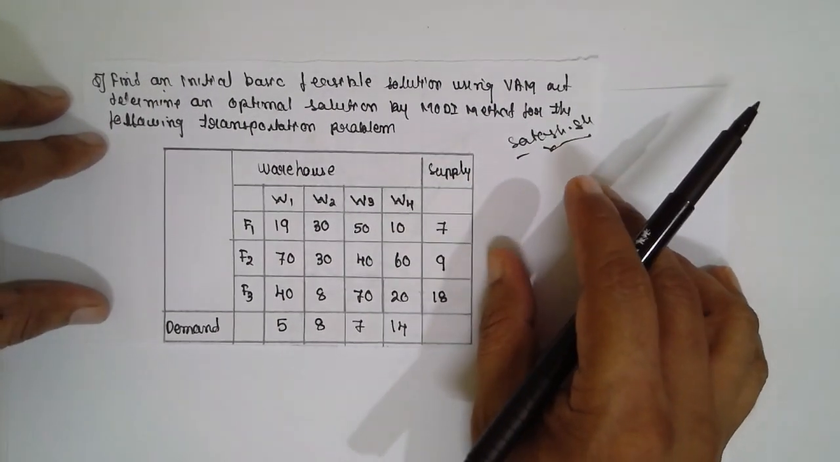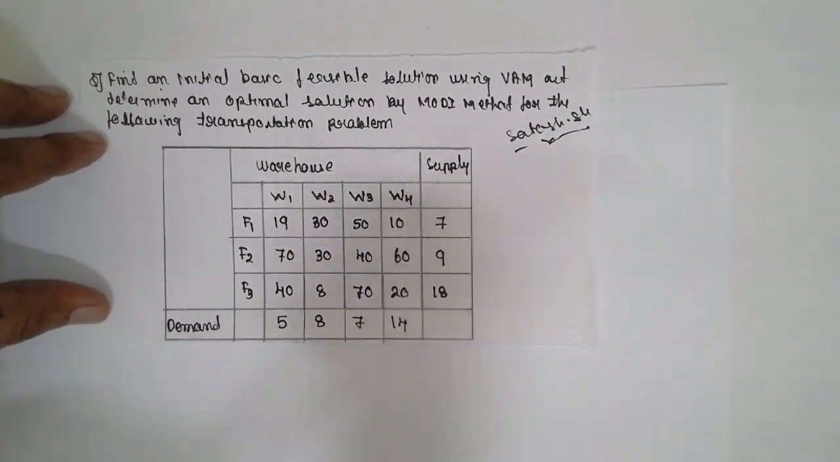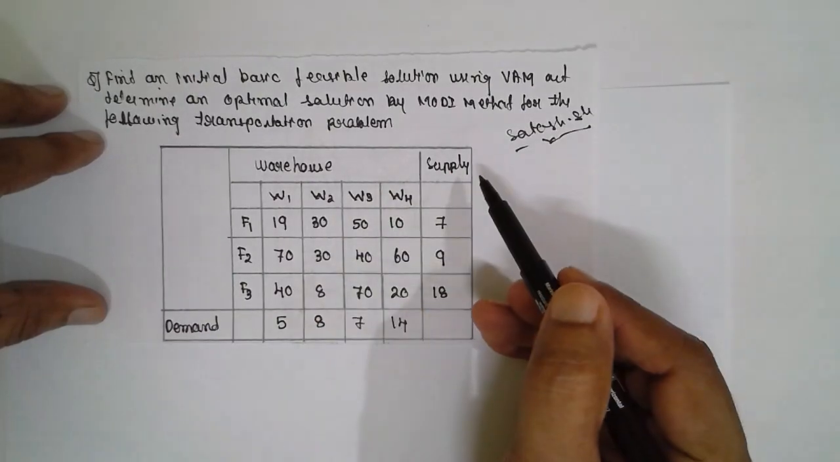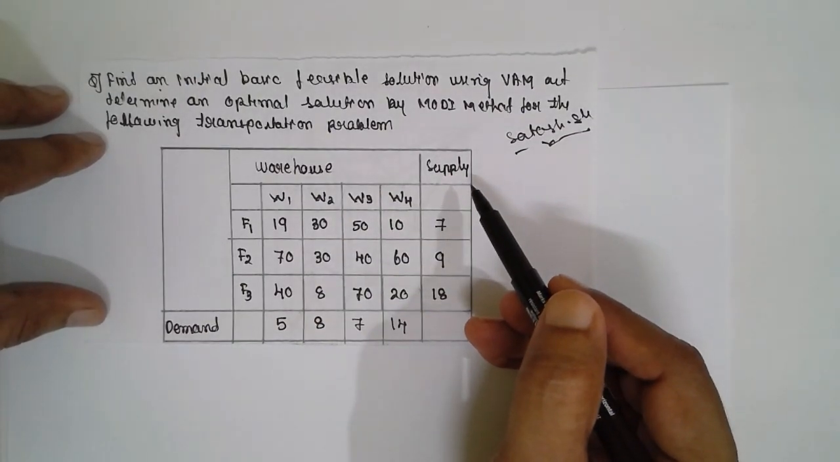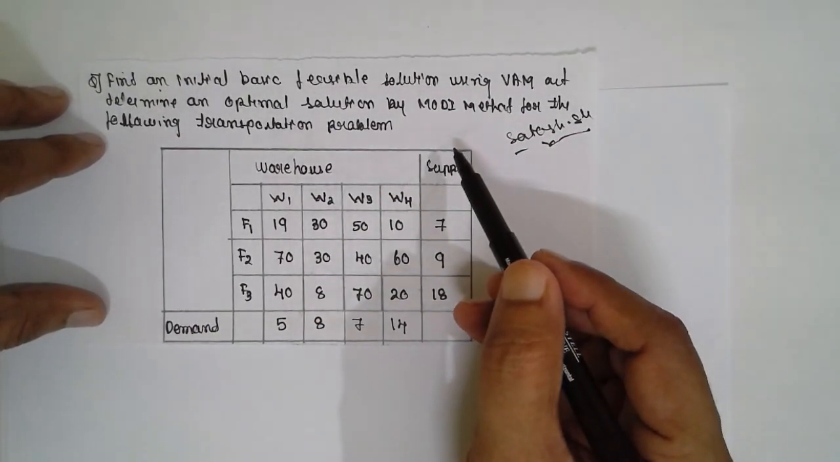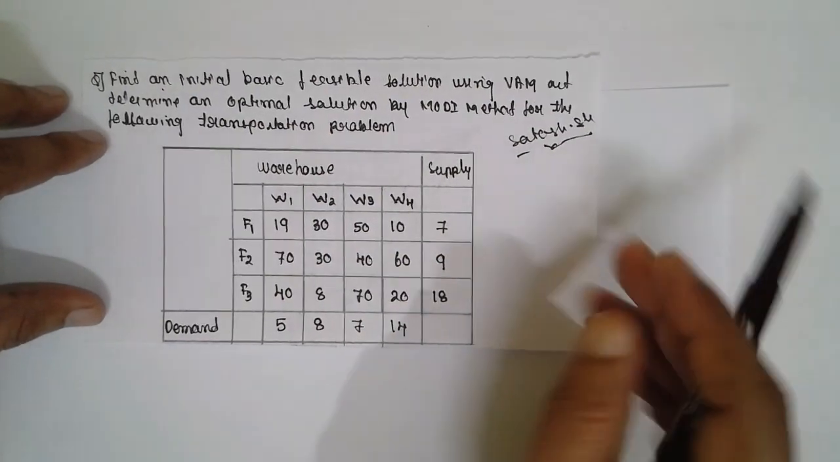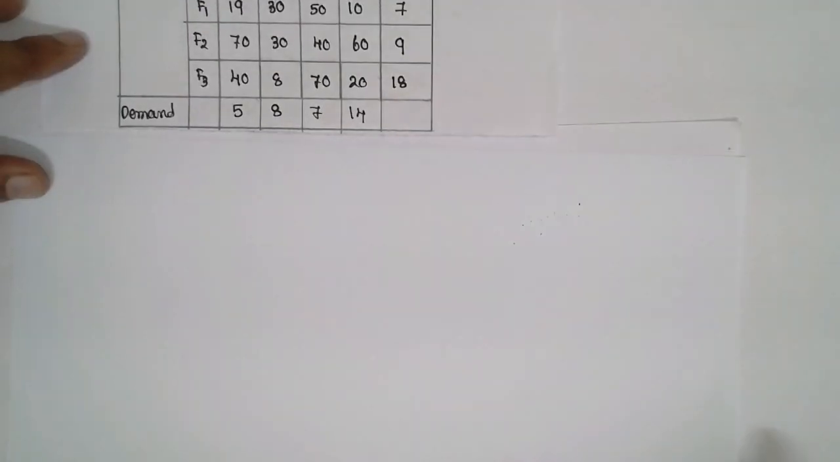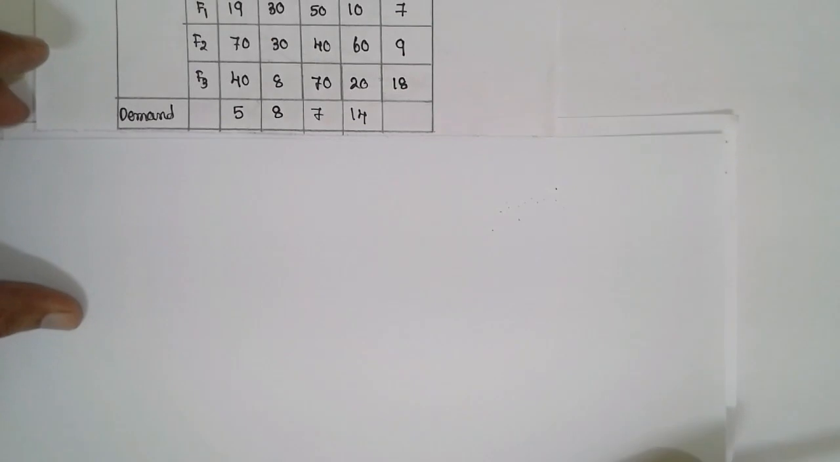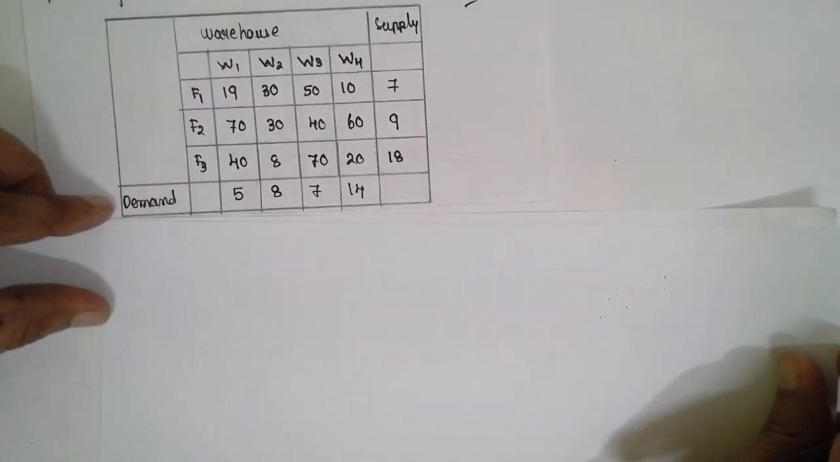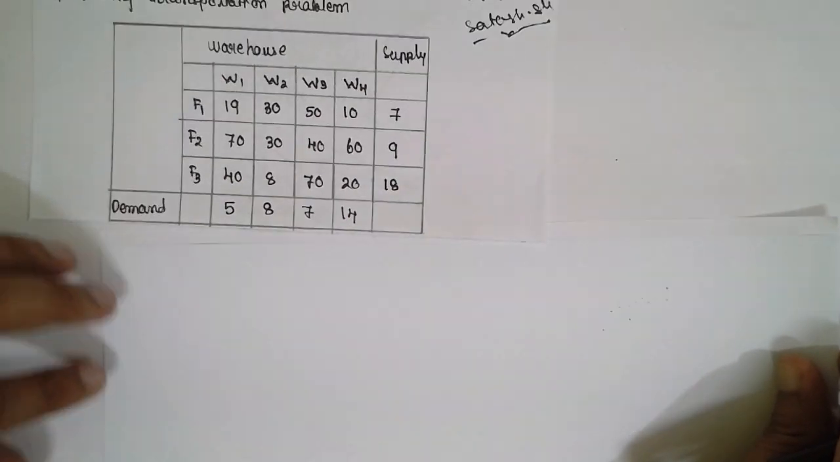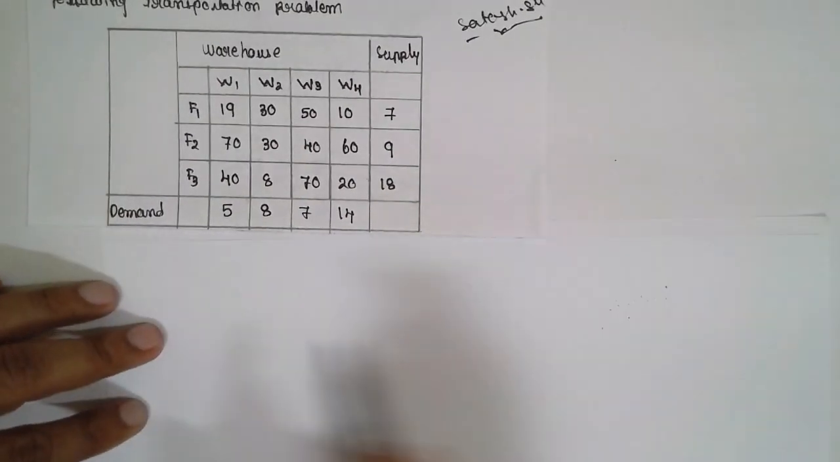This is the problem they have given. This is the warehouse cost, demand and the supply they have. Let us solve for the feasible solution by using the VAM method. Now, this is the problem they have given. First, I will construct the box here in order to find out the feasible solution.